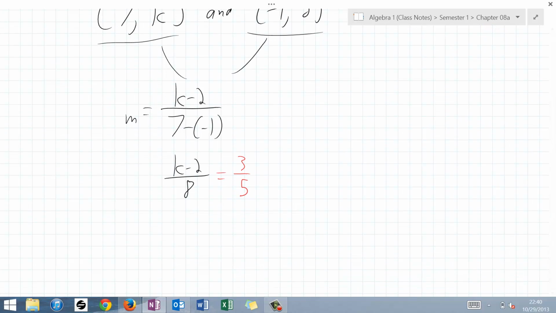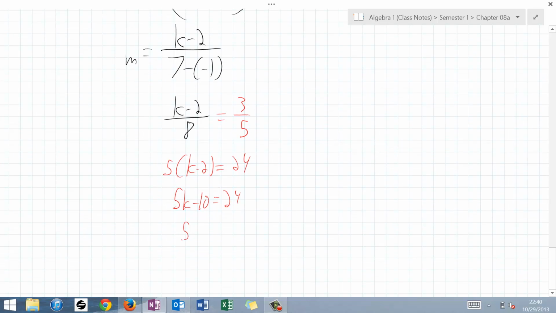I now have a problem like this, and we know how to solve these. If two fractions are equal, their cross products are equal. So I'm going to do 5 times k minus 2 equals 8 times 3, or 24. 5k minus 10 equals 24. Add 10 to both sides, and I get 5k is equal to 34, or k is equal to 34 over 5. That's a problem type that you're going to see on about 4 of these problems on the homework tonight.